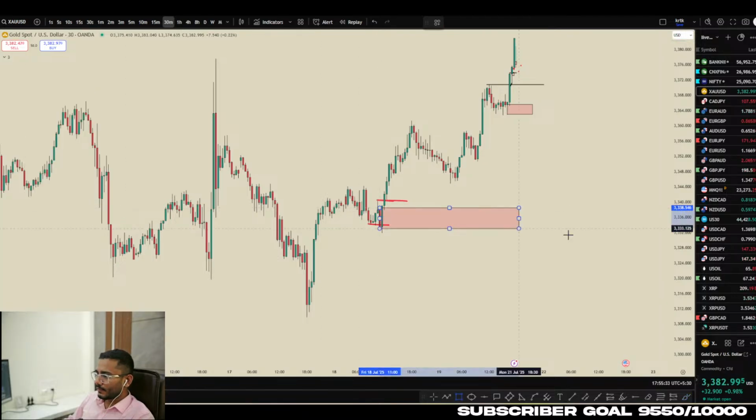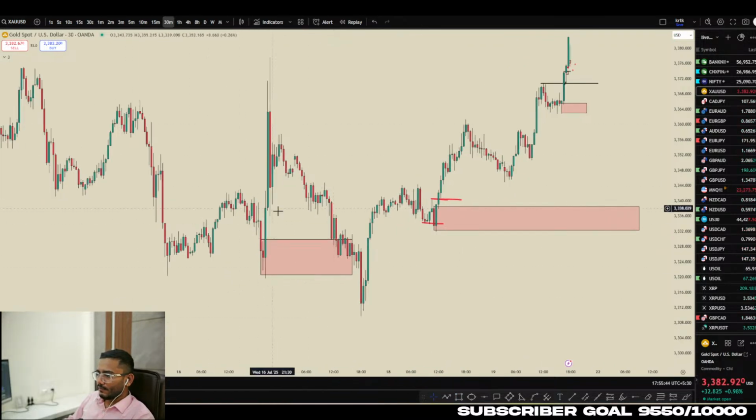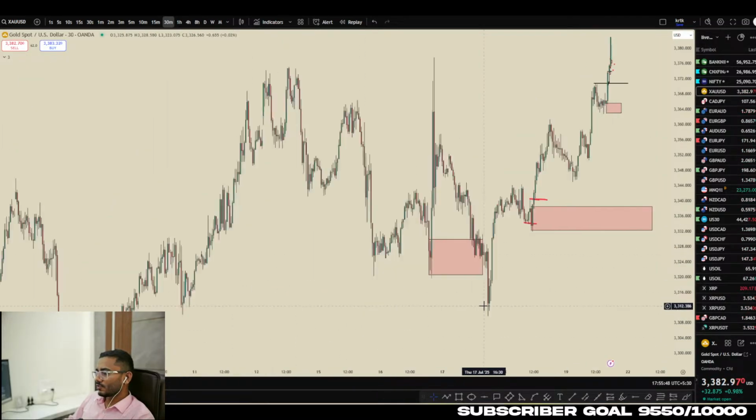But the thing is, what price does is it does not react from this order block, and that's why I missed the trade. So for example, in this case, price sweeps this liquidity, and we mark this order block, and then price sweeps out more liquidity from these lows.